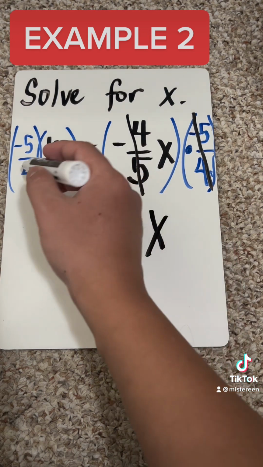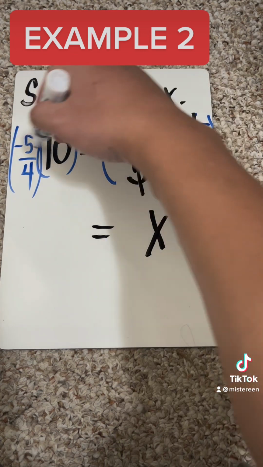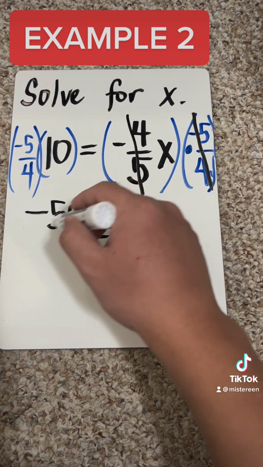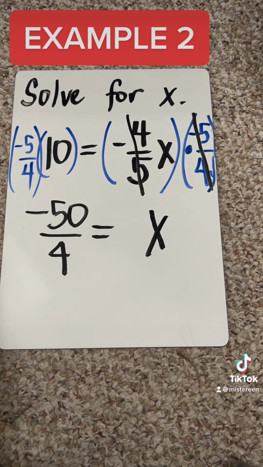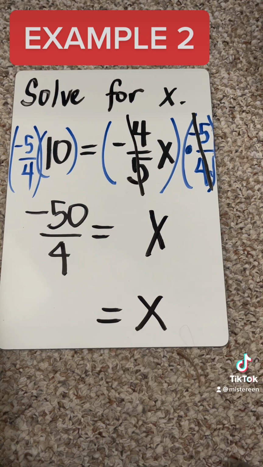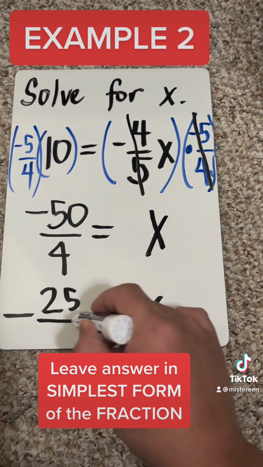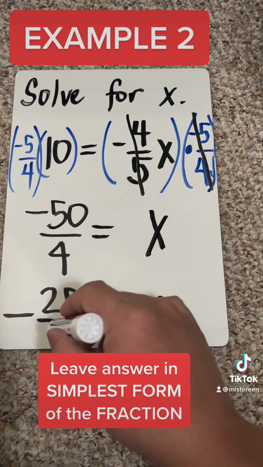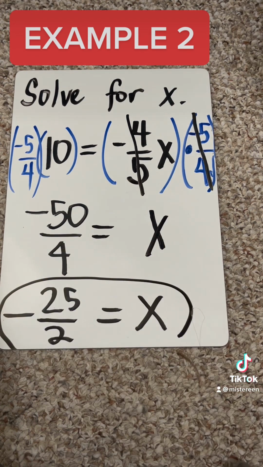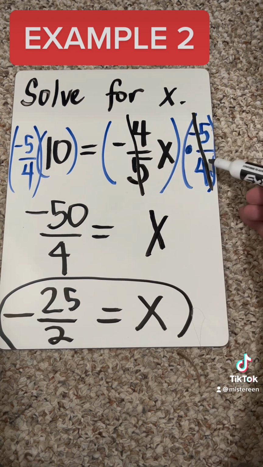And for this part here, you have negative 5 over 4 times 10. What you can do is multiply the top numbers first. Negative 5 times 10, that's negative 50. Divide by 4. All right. And then, what is negative 50 divided by 4? That's negative 25 over 2. All right. So again, the main concept here is to remove a fraction, we just multiply by the reciprocal.